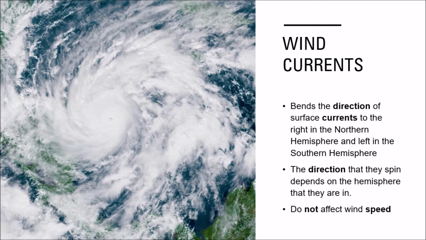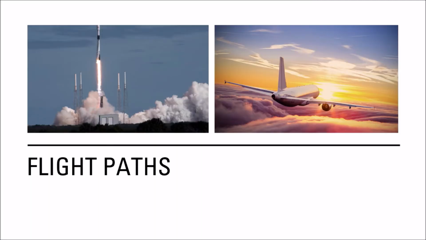Can you guess what hemisphere this hurricane is from? Well, if you think it is northern hemisphere, you guessed it right. So the Coriolis effect not only impacts wind currents, but also anything that flies. It can be a plane, bird, missile, space rocket, anything that flies.